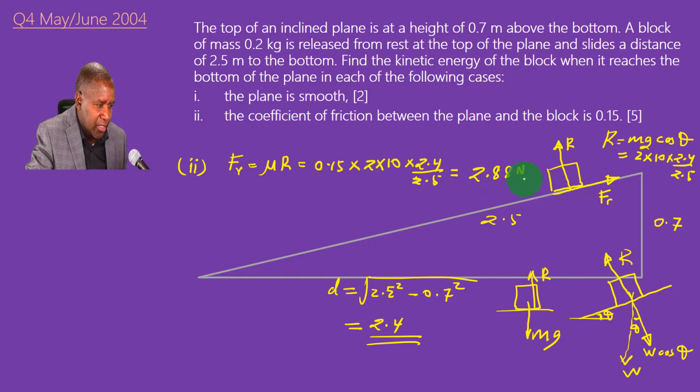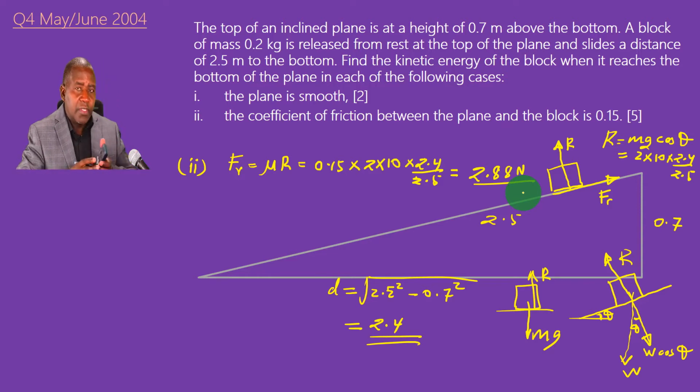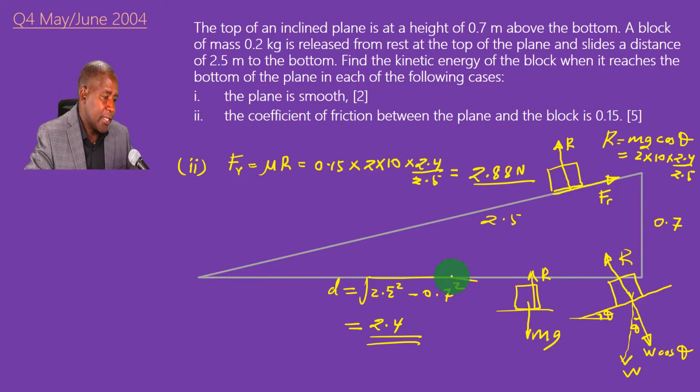2.88 newtons. So that is the frictional force. You see the presence of this friction force here. It's going to ensure that the kinetic energy here is less than the kinetic energy we had in part 1. Remember, the kinetic energy that we had in part 1 was 1.4 joules.